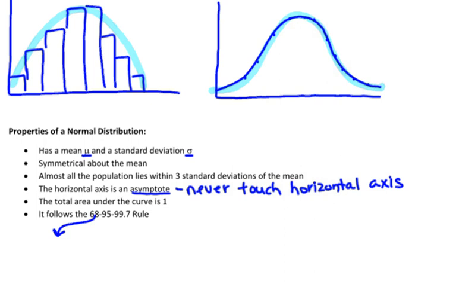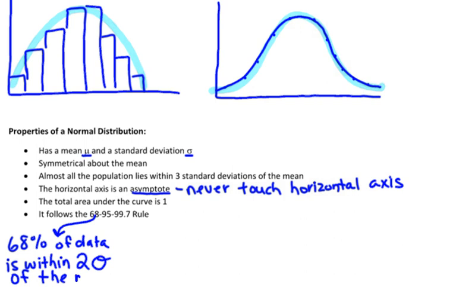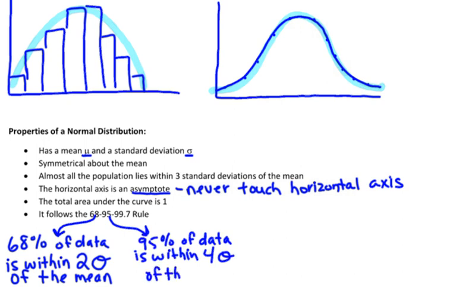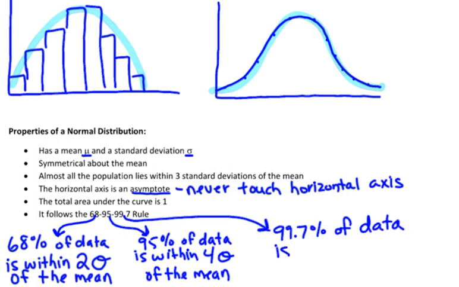So 68% of the data lies within 2 standard deviations of the mean. So let's write that down. 68% of data is within 2 standard deviations of the mean. 95 means that 95% is within 4 standard deviations of the mean, so including the first 2, and we're adding another one on each side. So 95% of the data is within 4 standard deviations of the mean. And the 99.7 rule, you can probably guess now, 99.7% of the data is within 6 standard deviations of the mean.